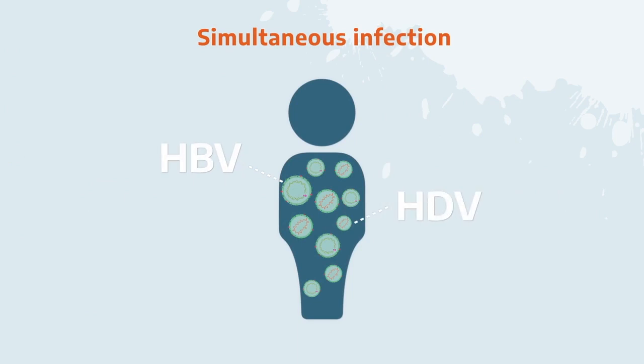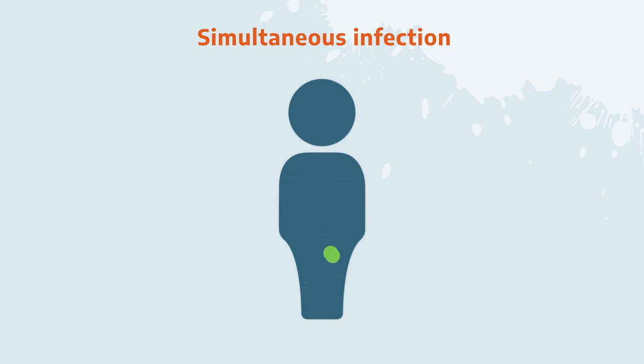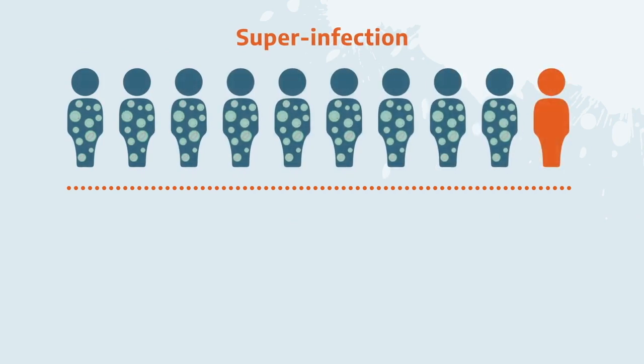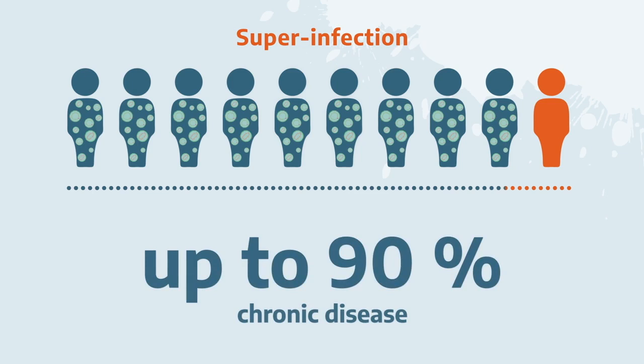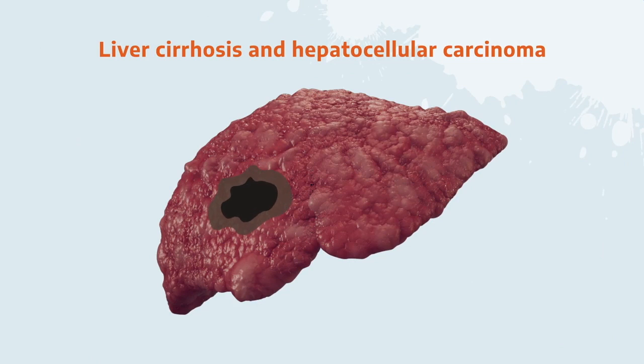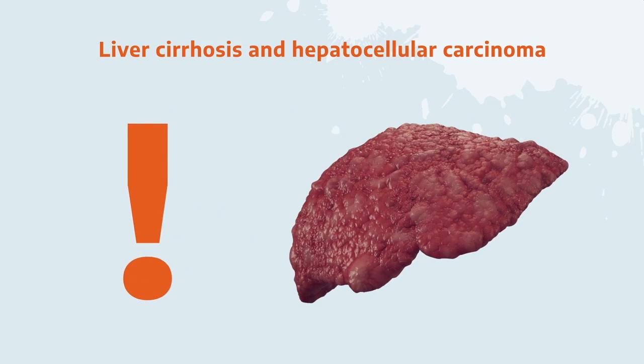This is because with a simultaneous infection, the immune system is mostly able to eliminate the hepatitis D virus. This is not the case with a superinfection. Here, the disease becomes chronic in up to 9 out of 10 patients, meaning that the virus can still be detected in the blood 6 months after infection. Chronic hepatitis D progresses at a rapid rate, and those affected develop liver cirrhosis and hepatocellular carcinoma more often and earlier than with hepatitis B alone. Important: you can die from hepatitis D if it is not detected.